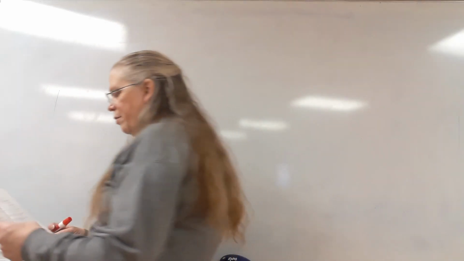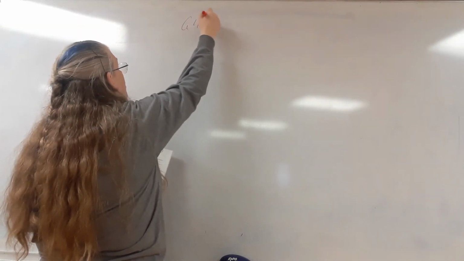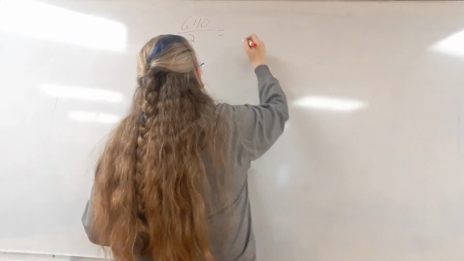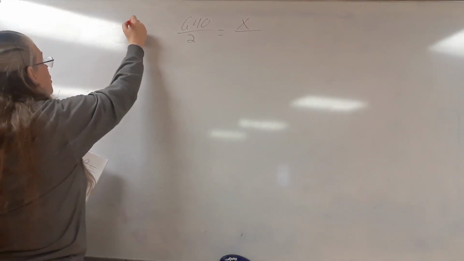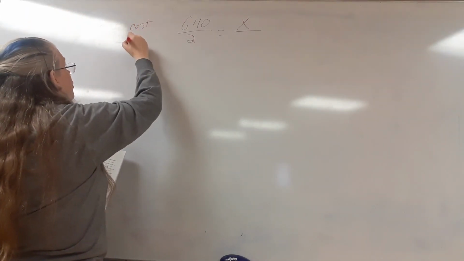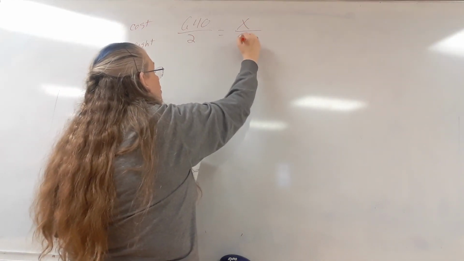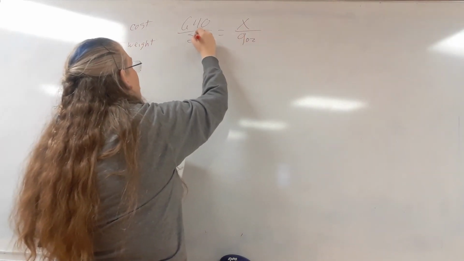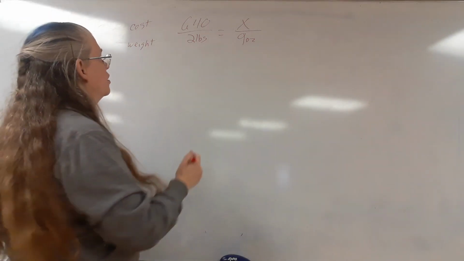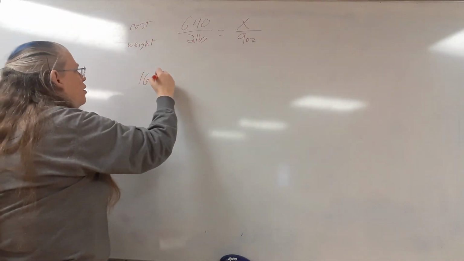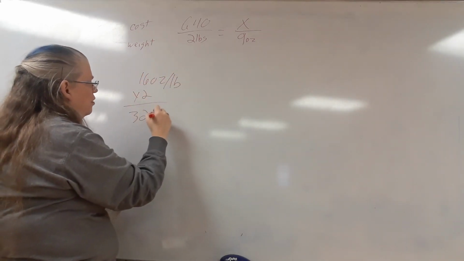Okay, we have a 2-pound cheese and it costs $6.40. So we got $6.40 over 2. And we want to know how much 9 ounces cost. So we're going to have the X up here. Our cost and weight. We have 9 ounces. This is pounds. But we can't do that. We need to change the units. So 16 ounces to the pound. We multiply by 2. So we get 32 ounces.